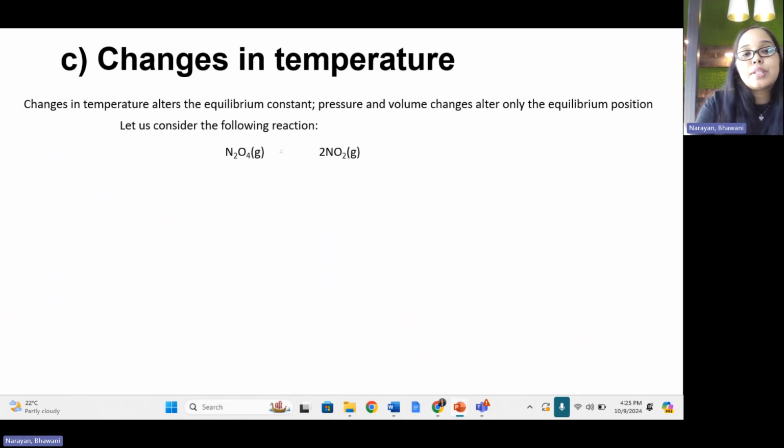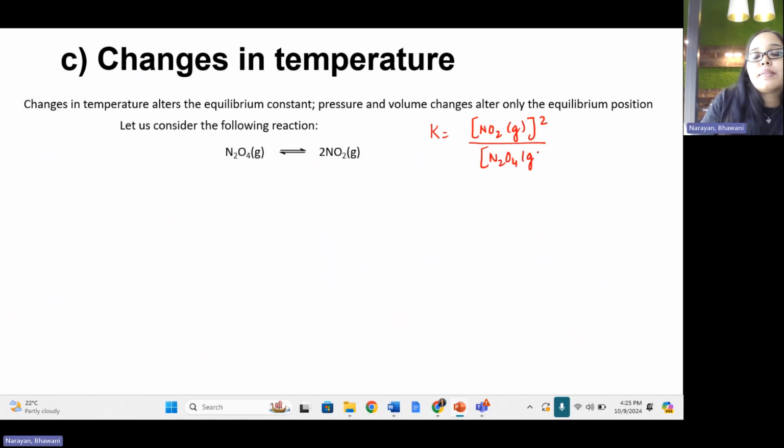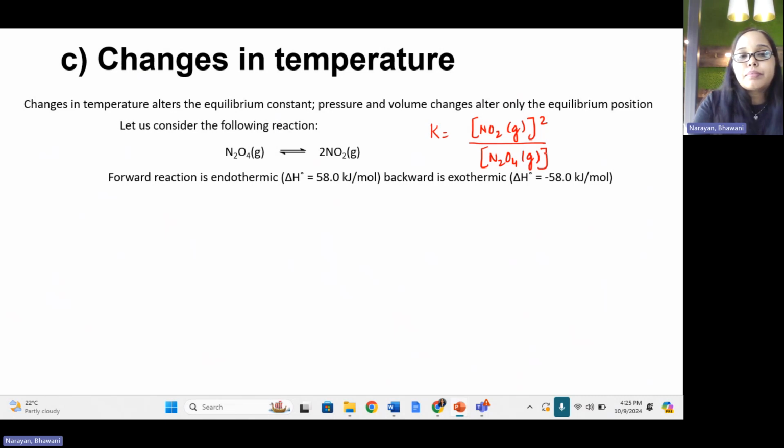So let's consider a reaction in which, again, N2O4 goes over to NO2. We said that the K for this would be NO2 gas squared by N2O4 gas, right? Now, this reaction is an endothermic reaction, the forward one. That means the forward reaction happens with absorption of heat. So when you provide heat to the reaction, only then is the forward reaction going to happen. So if the backward reaction has to happen, it would be exothermic. So it would release heat.